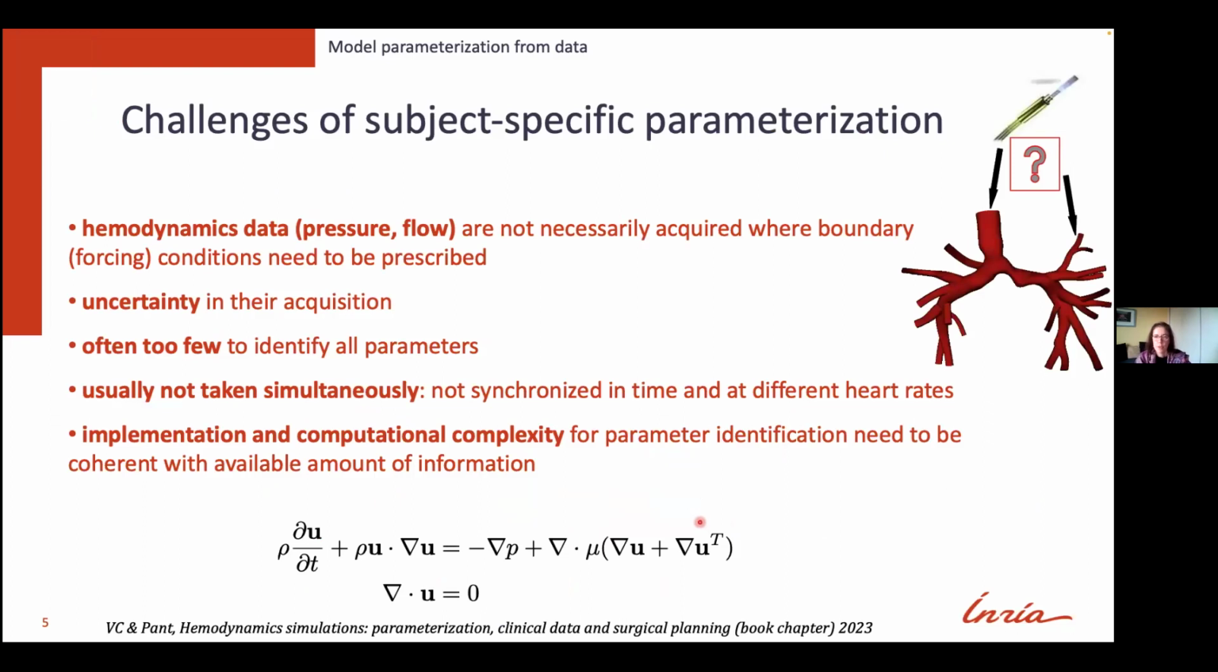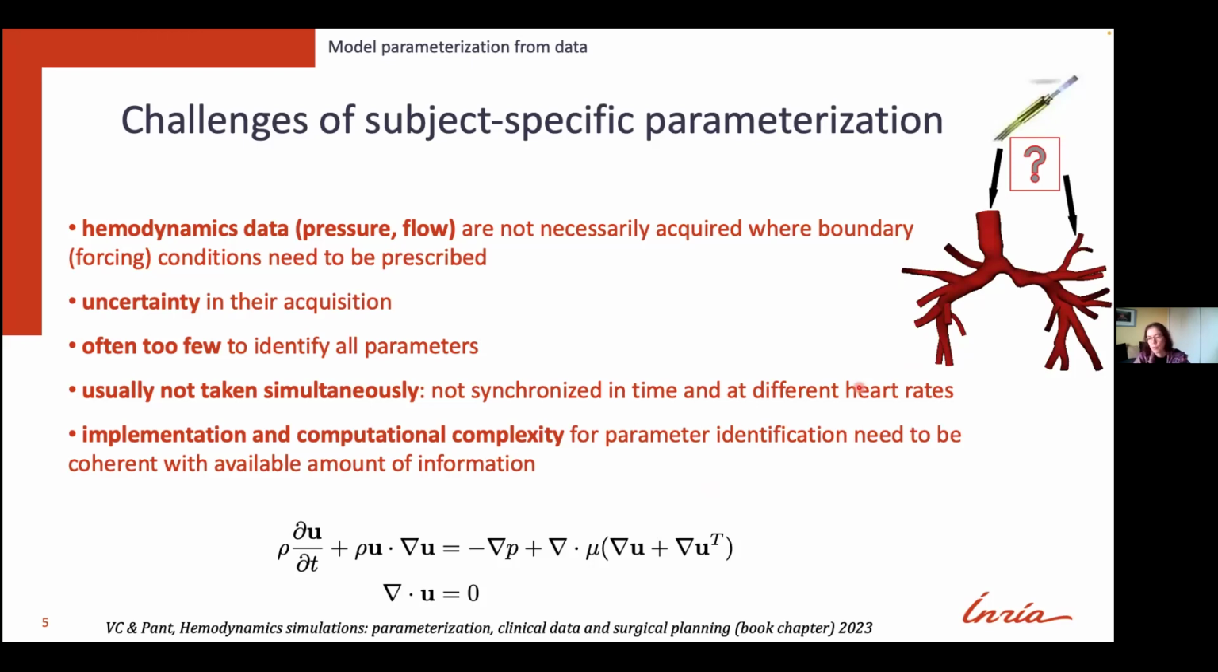So there are several challenges, especially if we want to do subject-specific parameterization. We have the first challenge that hemodynamics data, so typically pressure and flows, are usually not done where we need to impose boundary conditions. So typically at inlet or outlet of vessels. They're always uncertain in their acquisition, and they're often too few to, well, I would say always too few to identify all the parameters. And also sometimes they're not taken simultaneously.